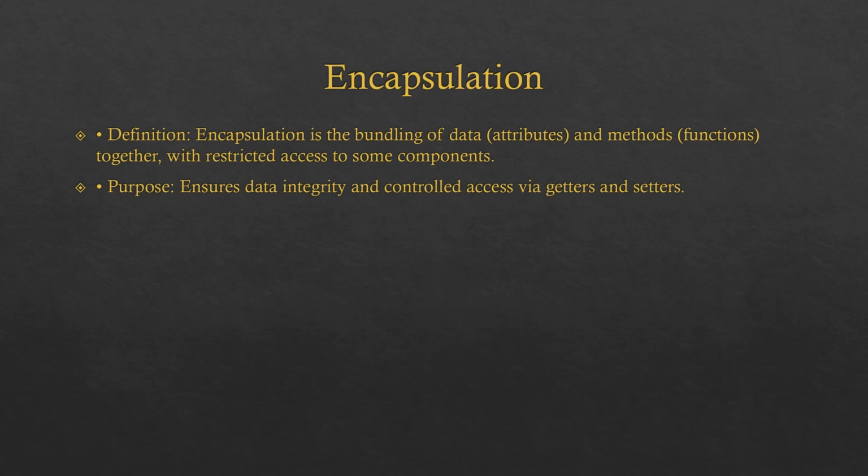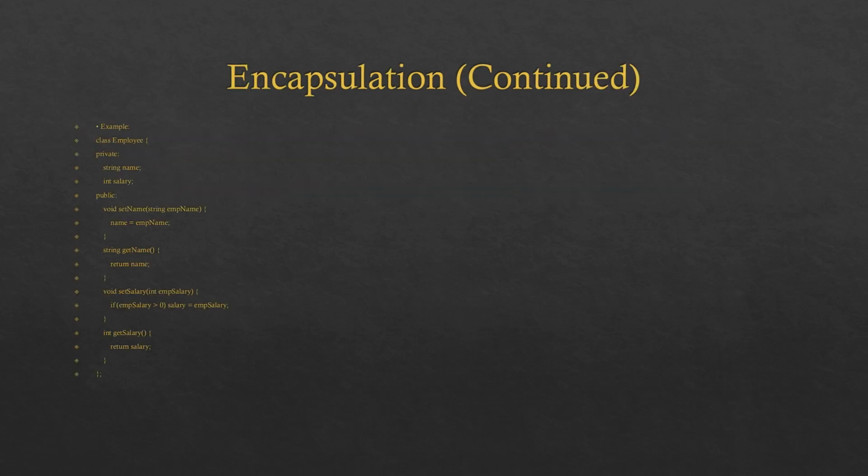Encapsulation is the practice of bundling data and methods that operate on that data into a single unit or class while restricting access to some components. This helps protect the integrity of the data by controlling how it can be accessed or modified. For example, we can define a class employee with private attributes name and salary. Public methods set salary and get salary allow controlled access to these attributes, ensuring that data remains consistent and secure.